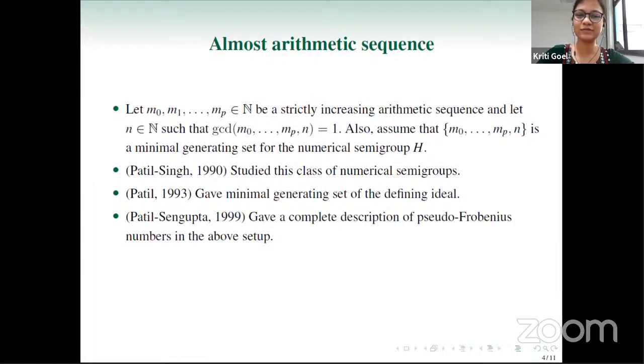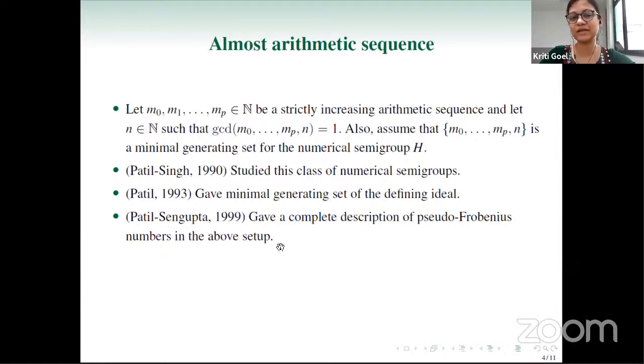And this paper really led to a series of papers where they proved many things about this class of numerical semigroups. I'll just state the ones which I'll require. The first one being the paper by Professor Patil in 1993, where there's this very technical setup which is given by Patil and Singh in 1990, which is associated to this class of numerical semigroups. The setup may sound too technical when one sees it, but this setup turns out to be so useful and powerful that the authors were able to find a lot more properties and a lot more information about the semigroups using that setup. Of course, the two main things were finding the minimal generating set of the defining ideal.